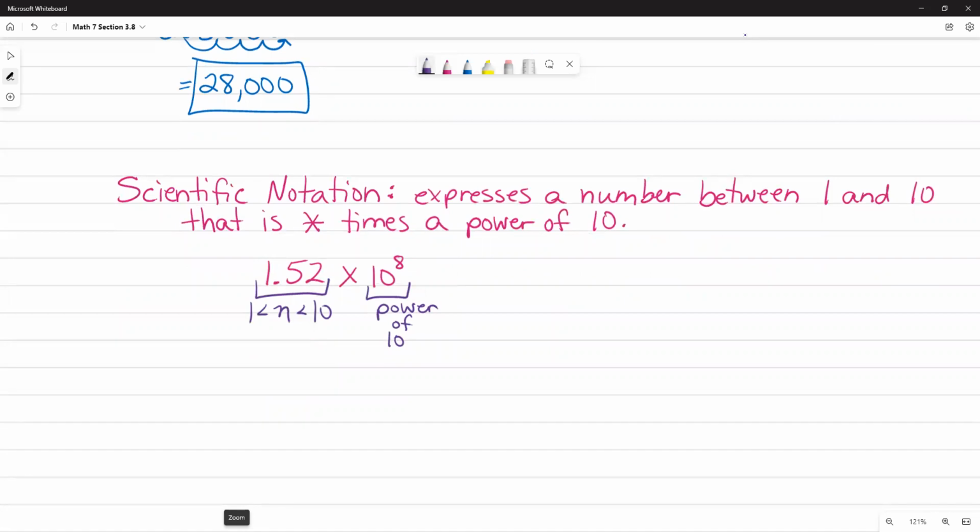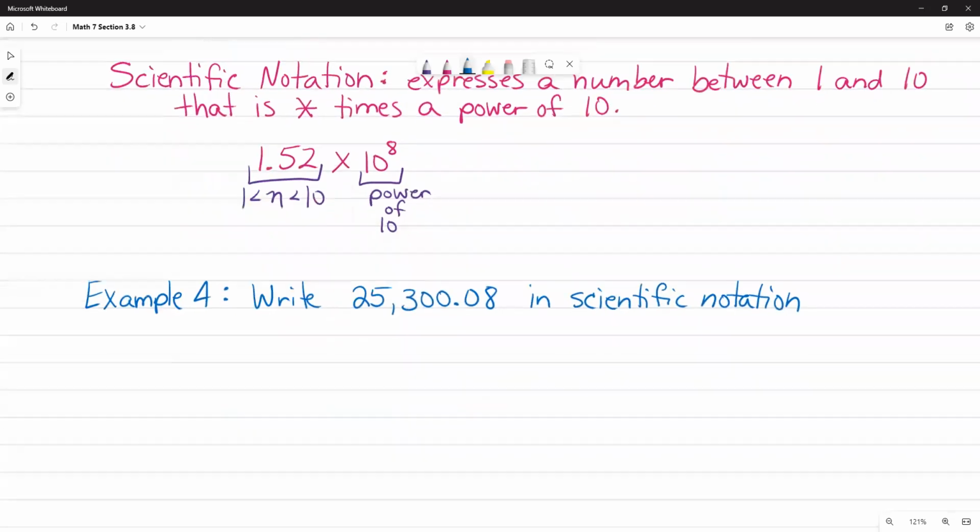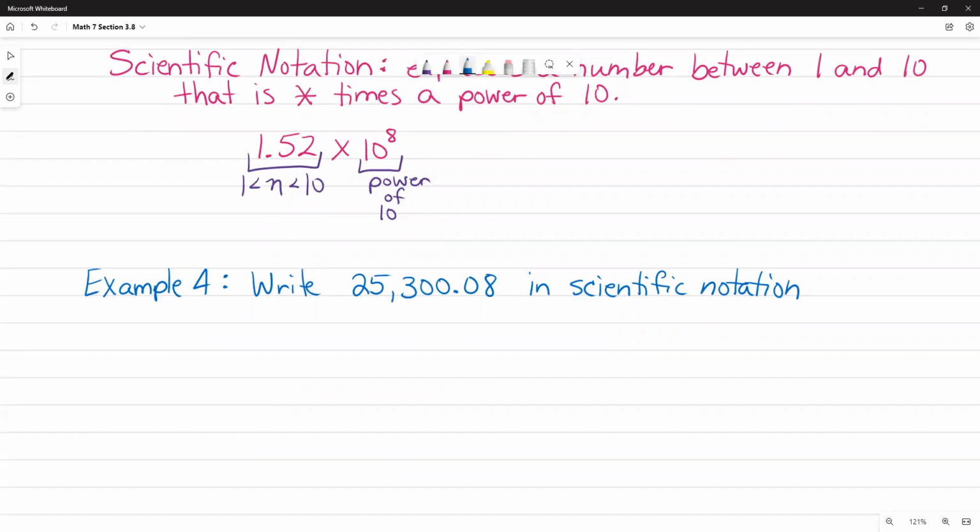All right, so if we write large numbers in scientific notation, we have something like example 4, where we're asked to write 25,300.08, or 25,300 and 8 hundredths. Okay, so we have to write it in scientific notation. So we start with our number.